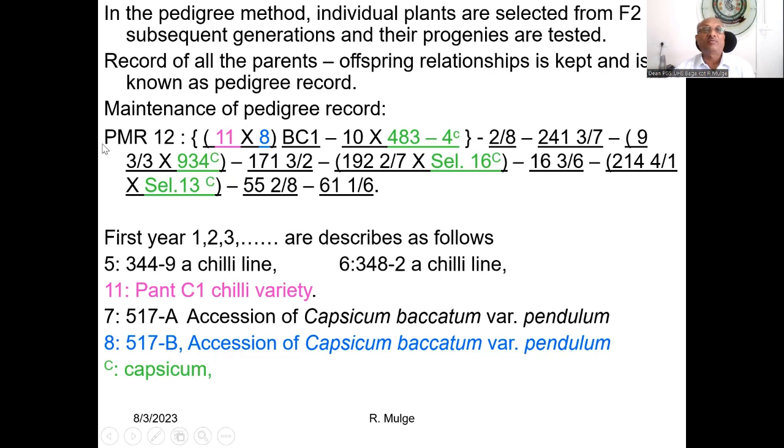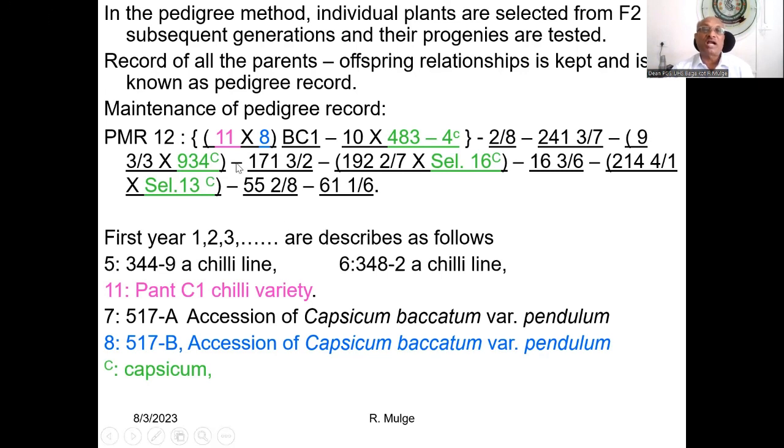For example, today I have PMR12. This is a live example, I tell you, from my work at IIHR. This is PMR12, the line. How is this PMR12 derived? After consolidating all the information of all the generations, you write the pedigree of this particular line which you have today, right? So by going through this pedigree record, you can understand how it is derived, and also get an idea of how to read it and how to write it.